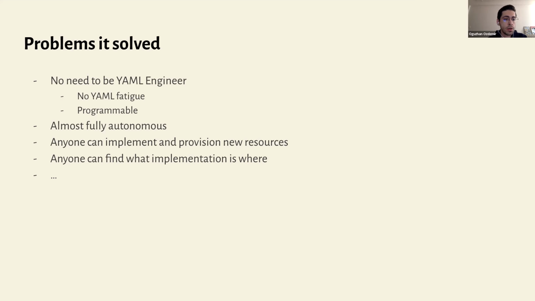So it's almost fully autonomous. As I said, there will be resources that you need to create manually or that aren't worth the effort, but it's autonomous. We can say that it's fully autonomous. Anyone can implement or provision new resources without any issue, and anyone can find where the implementation is. You can test the network configuration. You have the final state that you want to work on.